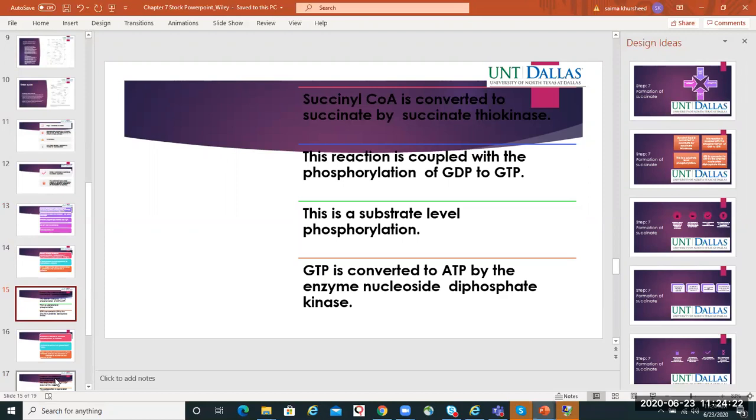The succinyl coenzyme A that's formed in this Krebs cycle is converted to succinate by the succinate thiokinase. So you can see here that every step of the Krebs cycle reaction requires an enzyme in order to increase the rate of reaction or catalyze the reaction. So this succinyl coenzyme A is further converted to succinate by the succinate thiokinase enzyme. The reaction is coupled with the phosphorylation of GDP to GTP. So this is a substrate level phosphorylation. The guanosine triphosphate is converted to ATP by the enzyme nucleoside diphosphate kinase.